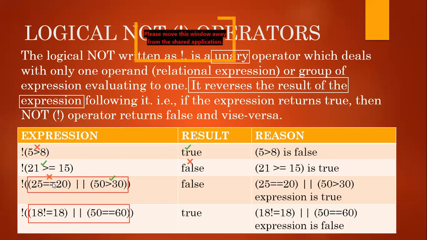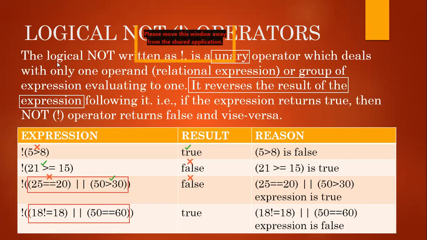So the overall output of this expression is true. And we are using NOT of true, so it is a NOT of true, and that's why it is false. Clear? It's coming out to be false because this expression is coming out to be true. And since this expression is true, the reverse of true is false, and that's why our answer is coming false.